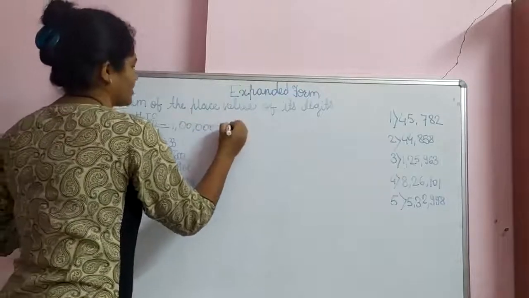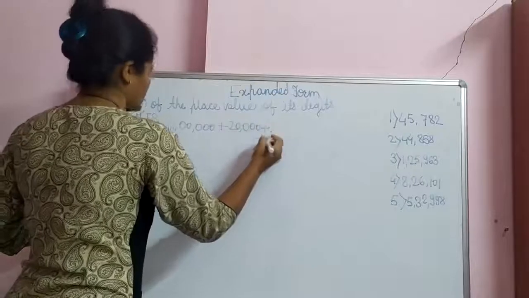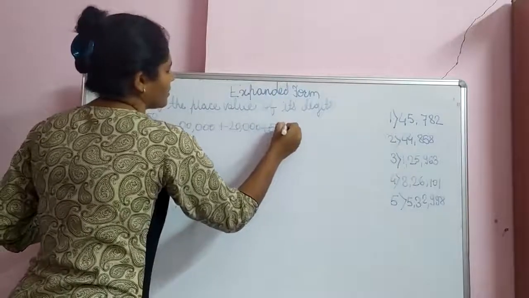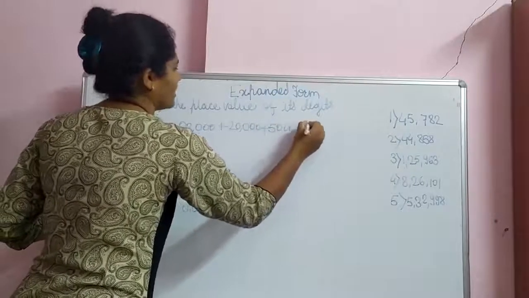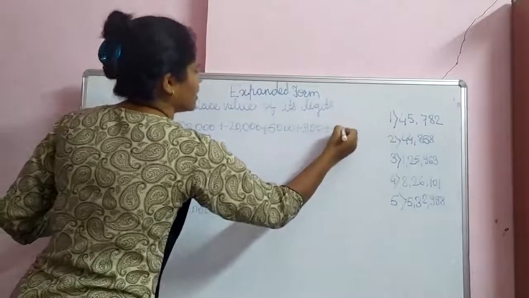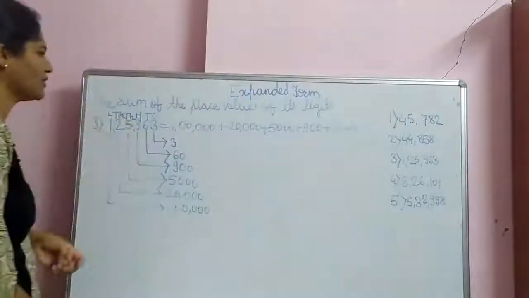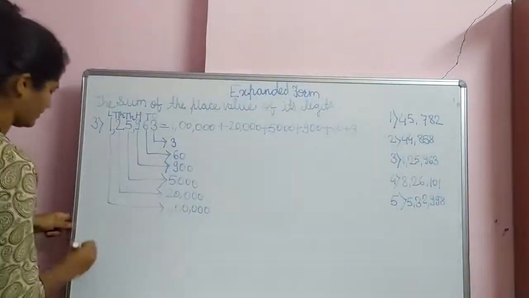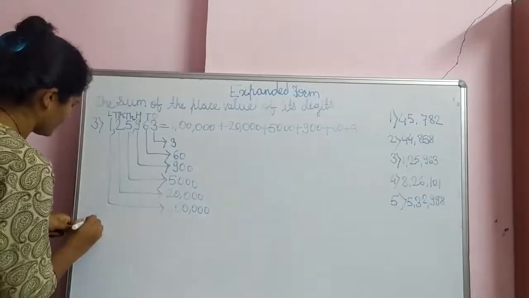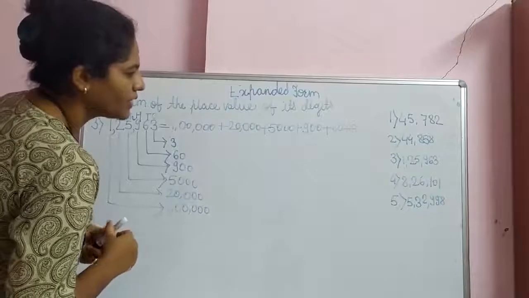1 lakh plus 20,000 plus 5,000 plus 900 plus 60 and last plus 3. So this is the expansion of this number. Now next number. So what is the next number?